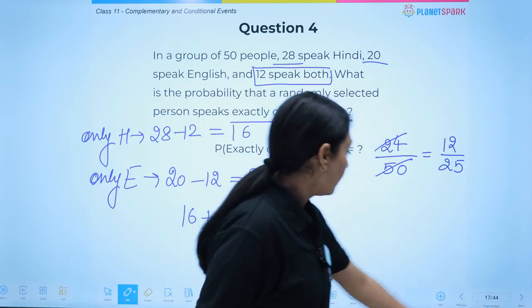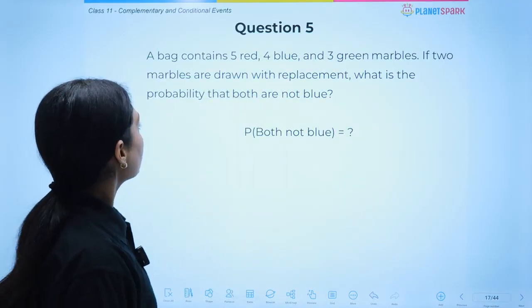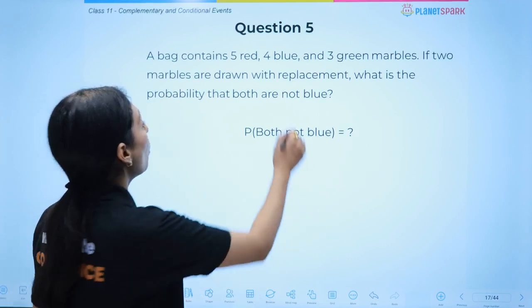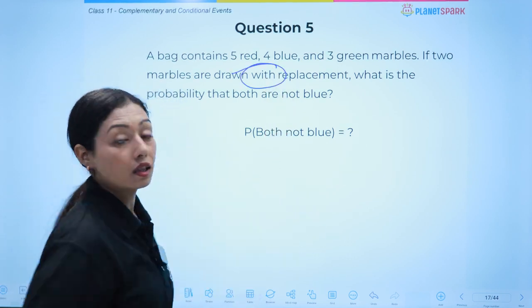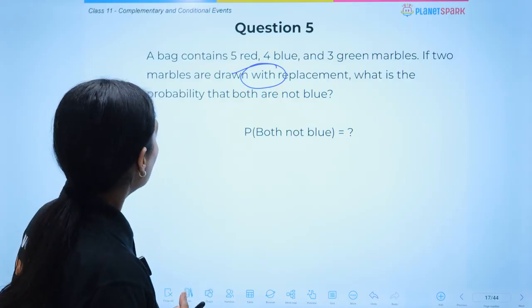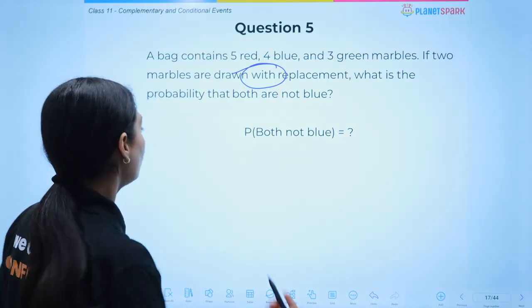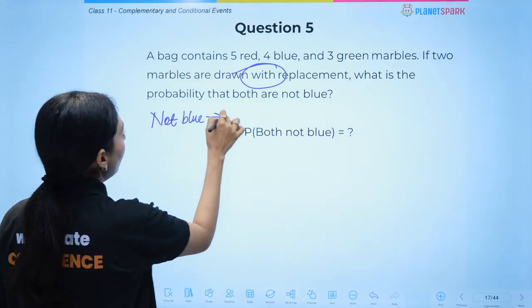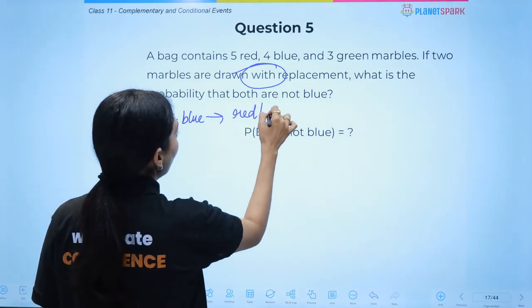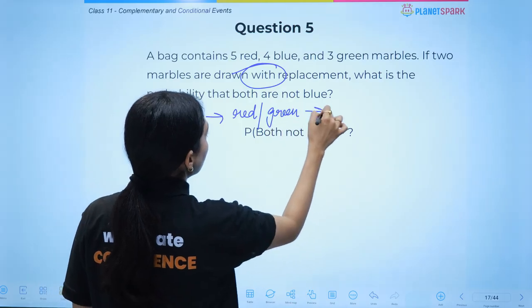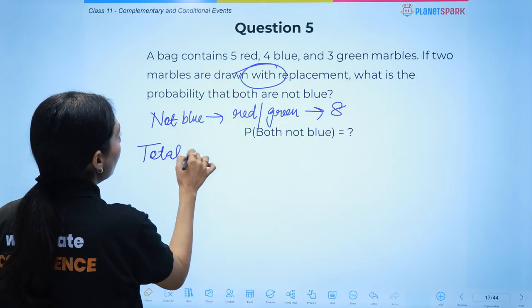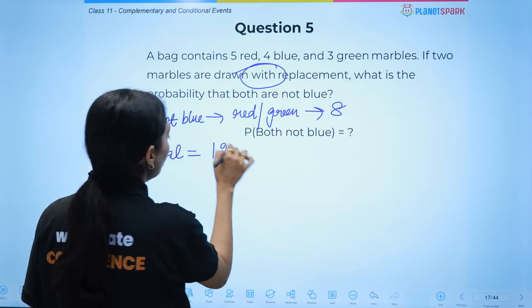Okay. Next one, everyone. A bag contains 5 red, 4 blue, 3 green marbles. Okay, similar question. 2 marbles are drawn now with replacement. Okay, that is the difference now. What is the probability that both are not blue? Again, what are our cases for not blue? Not blue, so what color will it be? That means red or green. Marbles are 5 plus 3, that is 8. Again, total marbles are 12 there, right?